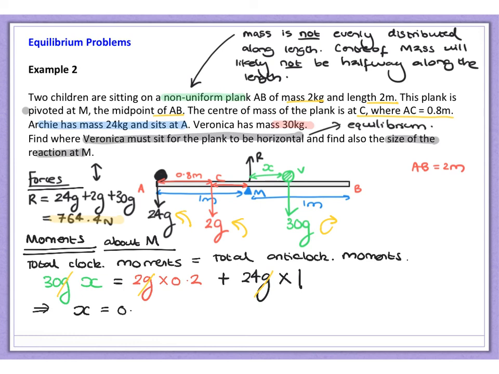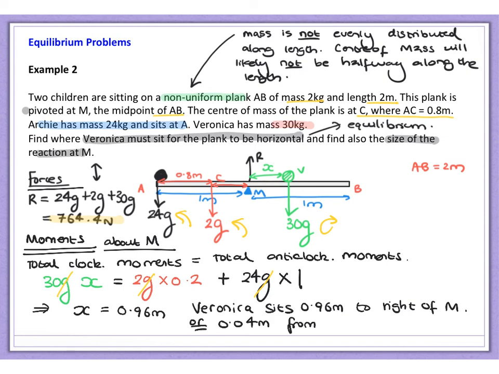So from here, let's work out what x is equal to. And it comes to 0.96 meters. So how do we express this answer in a way that refers back to the original question? We can say that Veronica sits 0.96 meters to the right of M. Or you could say she's 0.04 meters from B.